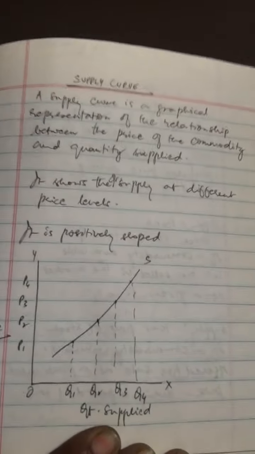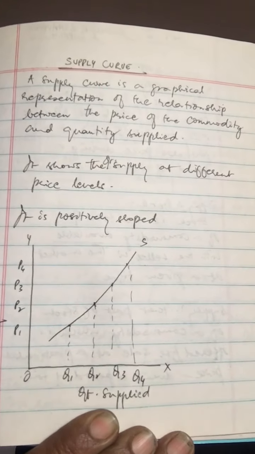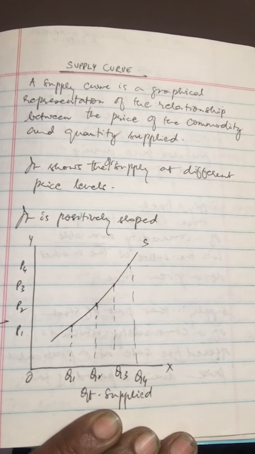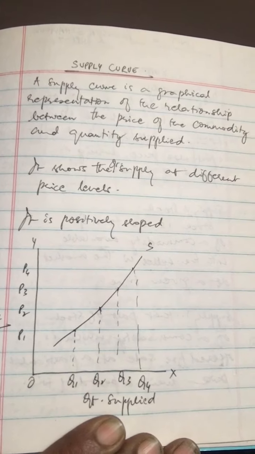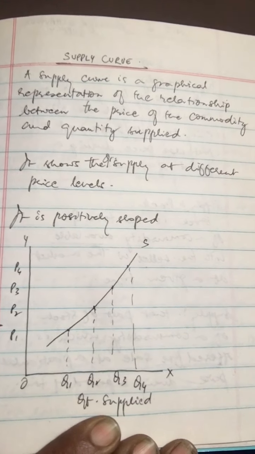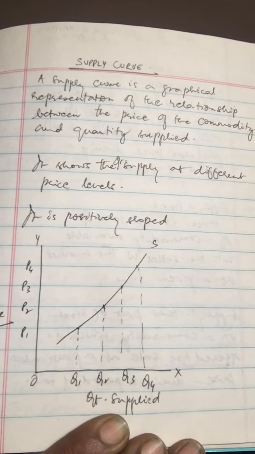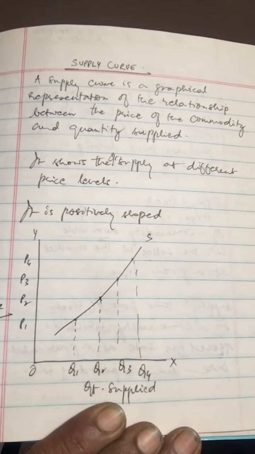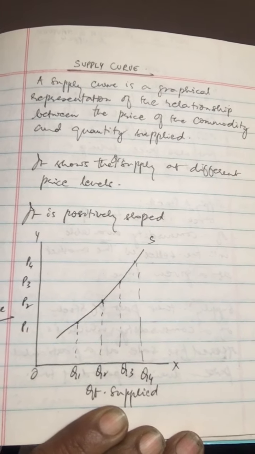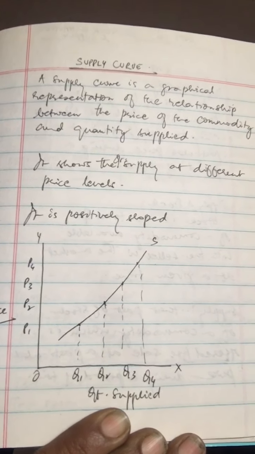Look at this. You can see the supply curve upward sloping. We have prices given as P1, P2, P3. At P1, we have quantity supplied as Q1. At P2, it is Q2. And with those coordinates, what you get is a positively sloped supply curve.